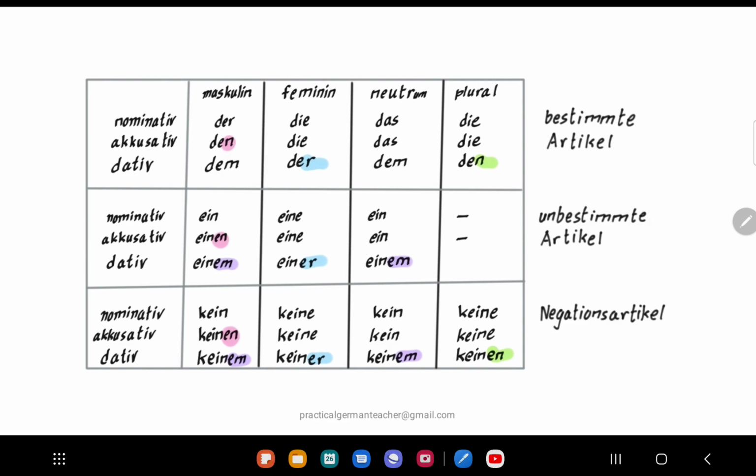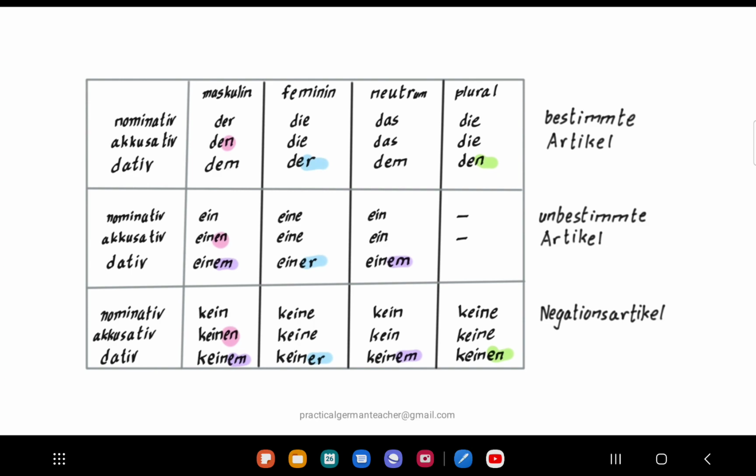Let's continue our discussion on dative. This table gives you all the definite articles, all the indefinite articles, and all the negative articles that you need to use when you are speaking German. There is also one more type of article, the possessive article. We'll talk about it on the next slide. But let's look at this table very carefully.